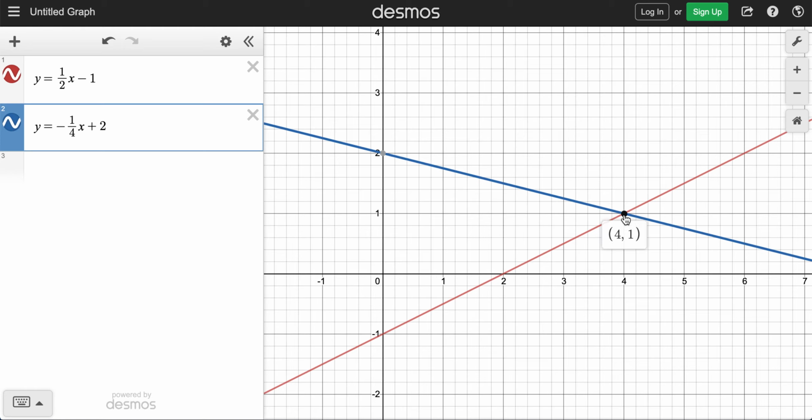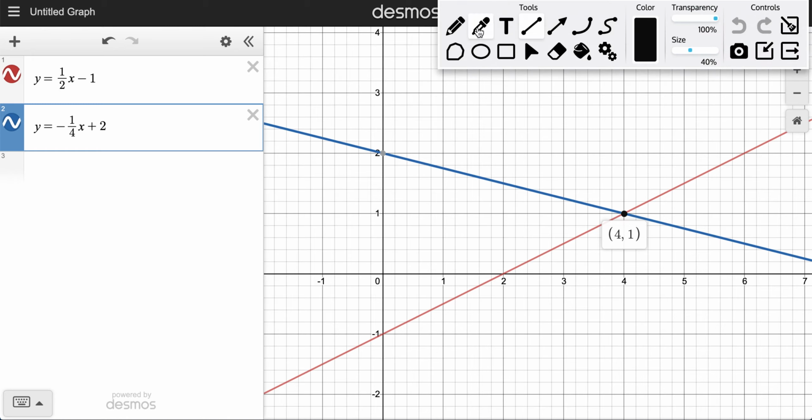If I click on that on Desmos, it's pretty nice. It actually tells me that that is point 4, 1. So we know with an ordered pair, that's an x value and a y value. With systems of equations, that point where they cross, that's going to be the x and the y value that solve both of these at the same time. So if I think about plugging that in, if my x value is 4 and my y value is 1, let's actually write that out here.